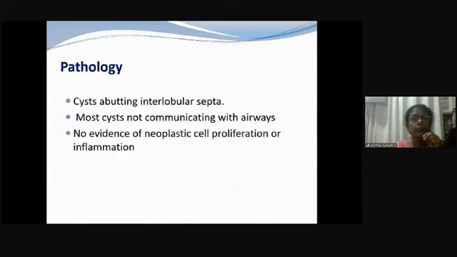So you see histopathology may show cysts abutting the interlobular septa, and most of the cysts are not communicating with the airways, and there is no evidence of neoplastic cell proliferation or inflammation.